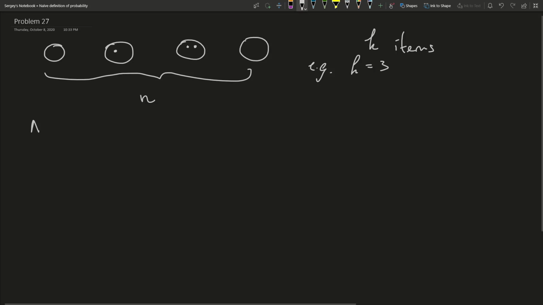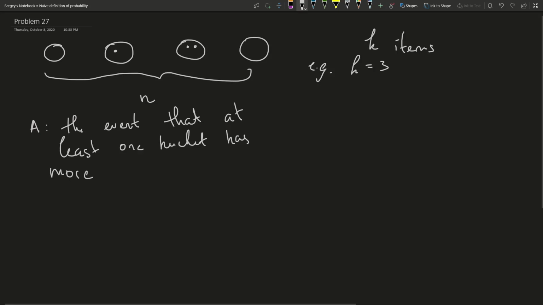So if we let A be the event that at least one bucket has more than one item, then we can compute the probability of A by computing 1 minus the probability of A complement, where the A complement event is exactly the setting of the birthday problem. In other words, each item is assigned a unique bucket. And so by the birthday problem, we know how to compute this probability.